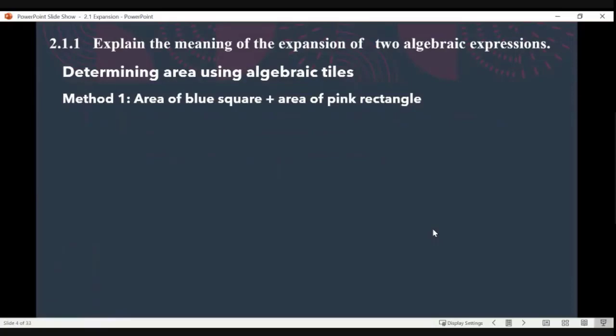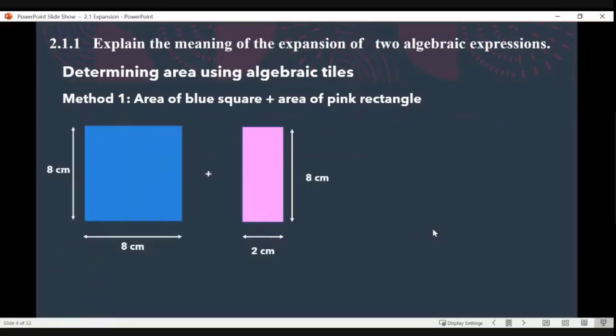So the first method, when you have to find the area of the blue square and the pink rectangle, given the length and the width. Of course the square has the same length and width, and the rectangle has a different length and width. So how do we want to find the area? There are two methods. The first method is we have to do it separately.